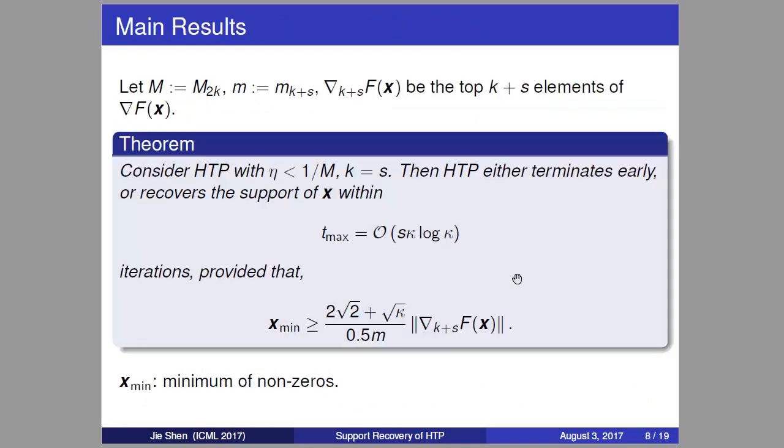Our first theorem says if we pick the step size small enough, then HTP either terminates or it recovers the support of X using order of S times kappa times log of kappa iterations. What is interesting here is that we did not assume the RIP condition, nor did we relax the sparsity, but we show that HTP still has the potential to exactly recover the support. The x-min condition can also be found in the support recovery analysis of lasso. In general, we can think of this as a signal-to-noise ratio condition.